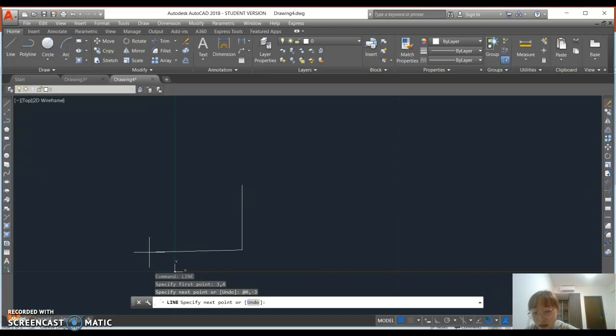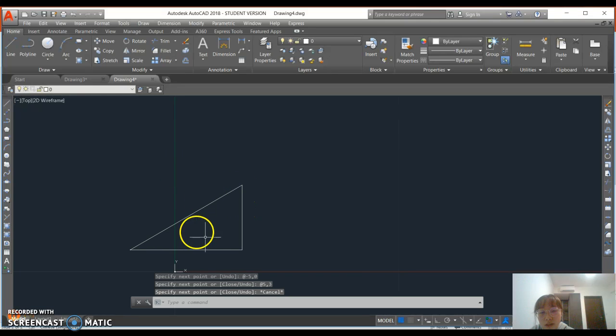Okay, the next point @-5,0, which means the line is moving to the left by 5 along the x-axis. And then followed by @5,3, which means the line is firstly moving right by 5 along the x-axis and followed by 3 along the y-axis. Okay, now we can see the triangle is nicely formed, and then we can compare.